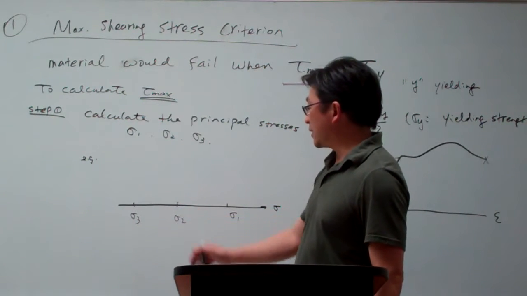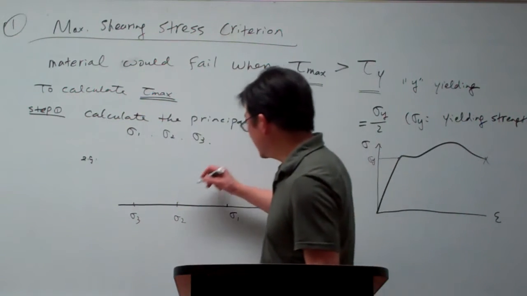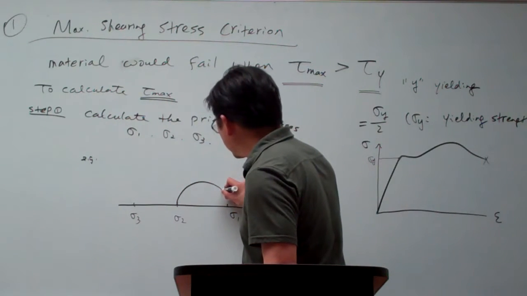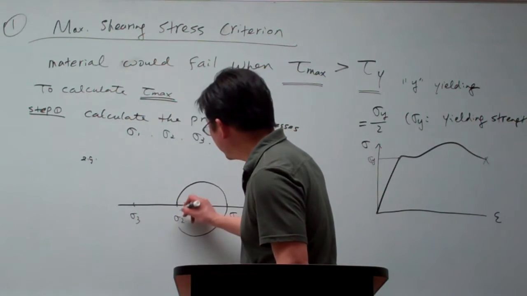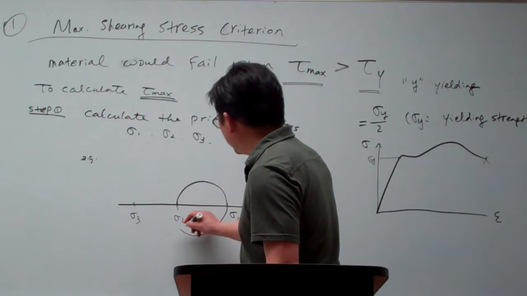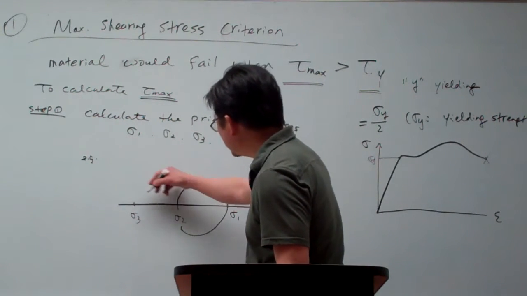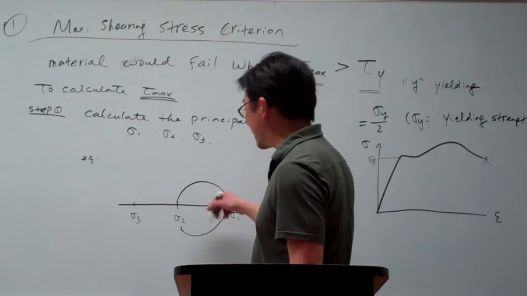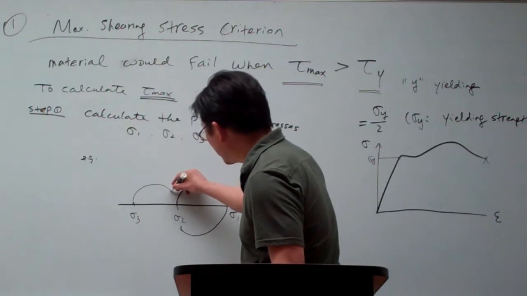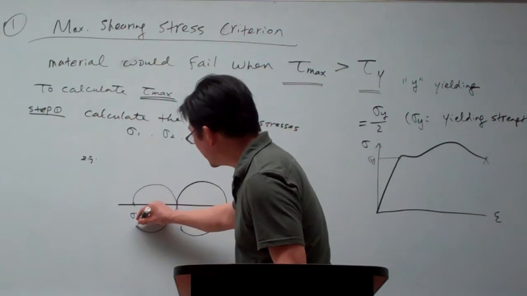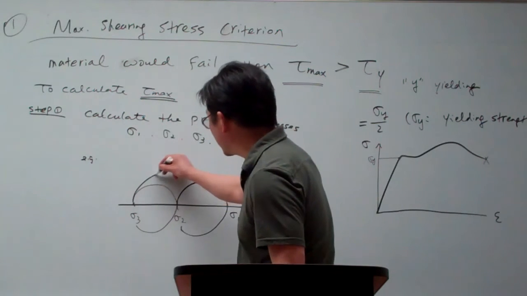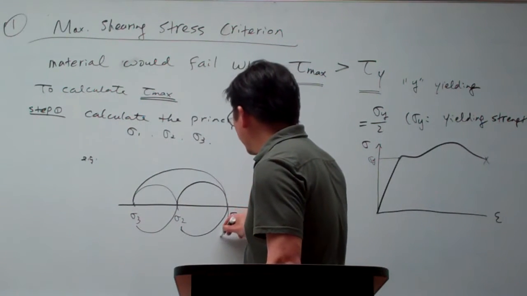So based upon the three numbers, we can make up three circles. One circle is corresponding to this one, making the circle passing through the 2 points, and this will be serving as the diameter. The second circle uses the sigma 2, 3 difference as a diameter. The third one uses sigma 1, 3 as a diameter.